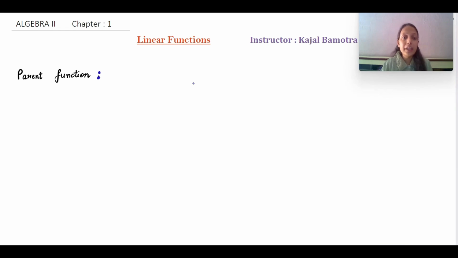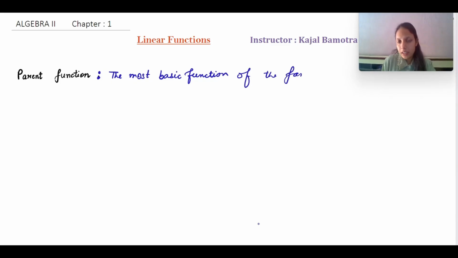What is a parent function? The very basic function is known as a parent function. So I will write: the most basic function of the family is known as a parent function.